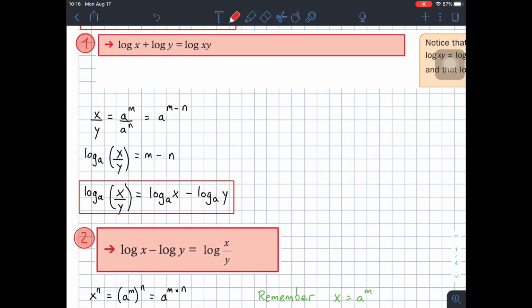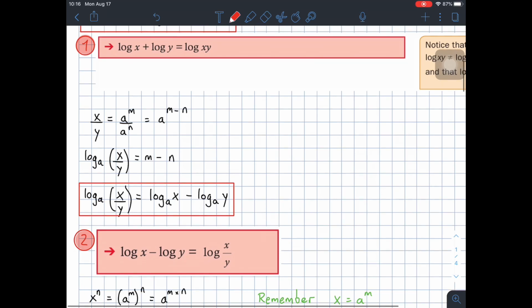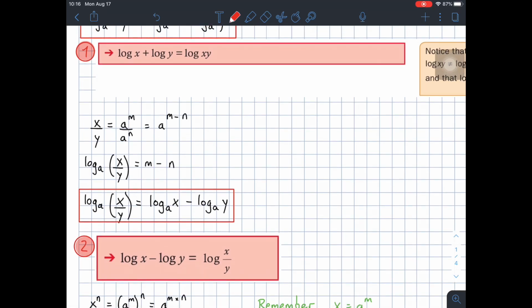Using our same definitions of x and y, if we divide x by y, this is the same as saying a to the power of m divided by a to the power of n. And if you remember from properties of exponents, when I have the same base and I divide them, I can subtract the exponents, right? So this is the same as a to the power of m minus n.